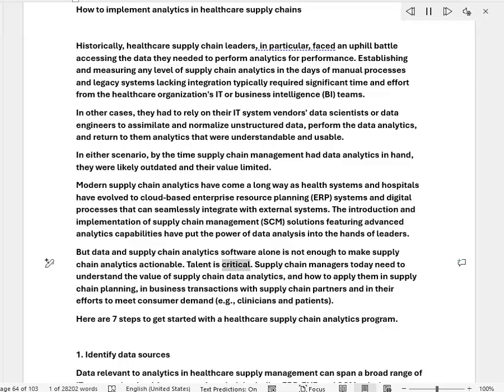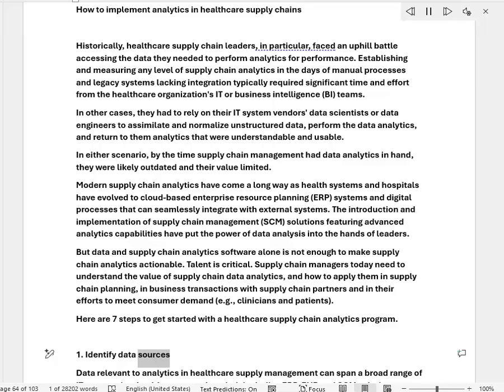Talent is critical. Supply chain managers today need to understand the value of supply chain data analytics, and how to apply them in supply chain planning, in business transactions with supply chain partners and in their efforts to meet consumer demand, for example clinicians and patients. Here are 7 steps to get started with a healthcare supply chain analytics program.